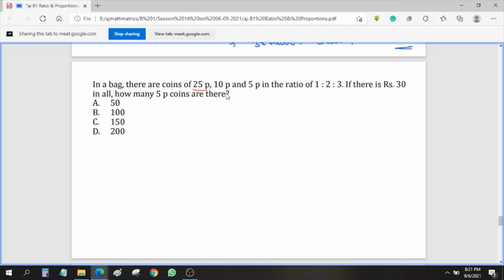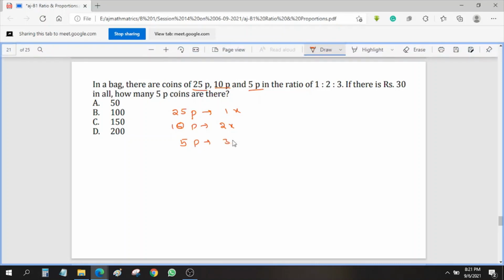Now, first we have 25 paise, 10 paise and 5 paise coins. So 25 paise coins are x in number, or 1x. 10 paise coins are 2x in number. And 5 paise coins are 3x in number.